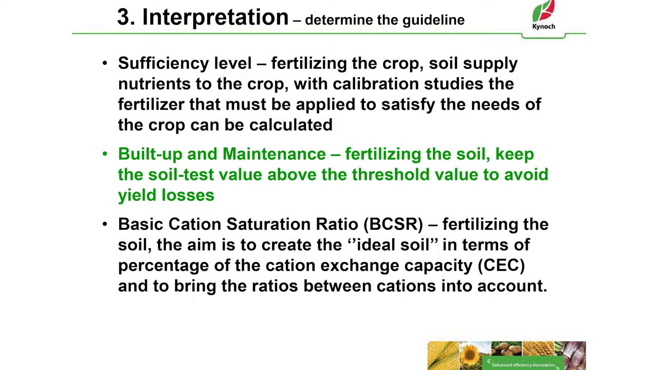And then for cations, the third one, and that is the basic cation saturation ratio, the BCSR, fertilizing the soil. The aim is to create the ideal soil in terms of percentages of the cation exchange capacity, the CEC, and to bring the ratios between cations into account. So that's the ideal soil or the balanced soil. Those three approaches, that's what you can use.